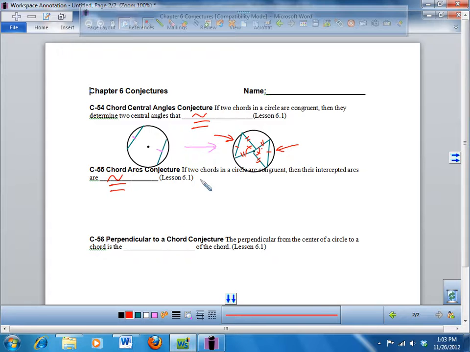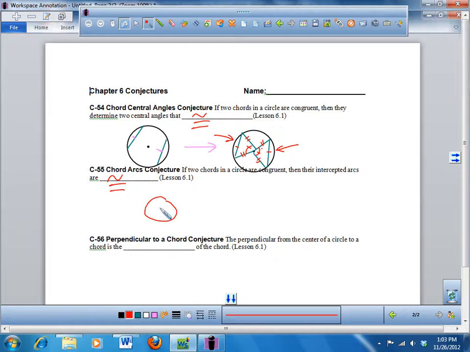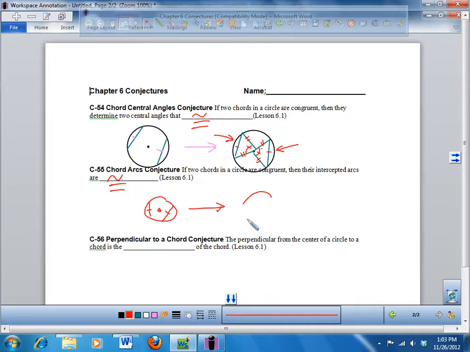I'm going to use my tools. Chords and arcs: if two chords in a circle are congruent, then their arcs are congruent. I'm going to try to draw freehand. Can I do that? Not very well. So if these are congruent, then these two chords over here and here are congruent. So these are congruent to that. You understand what I just did?